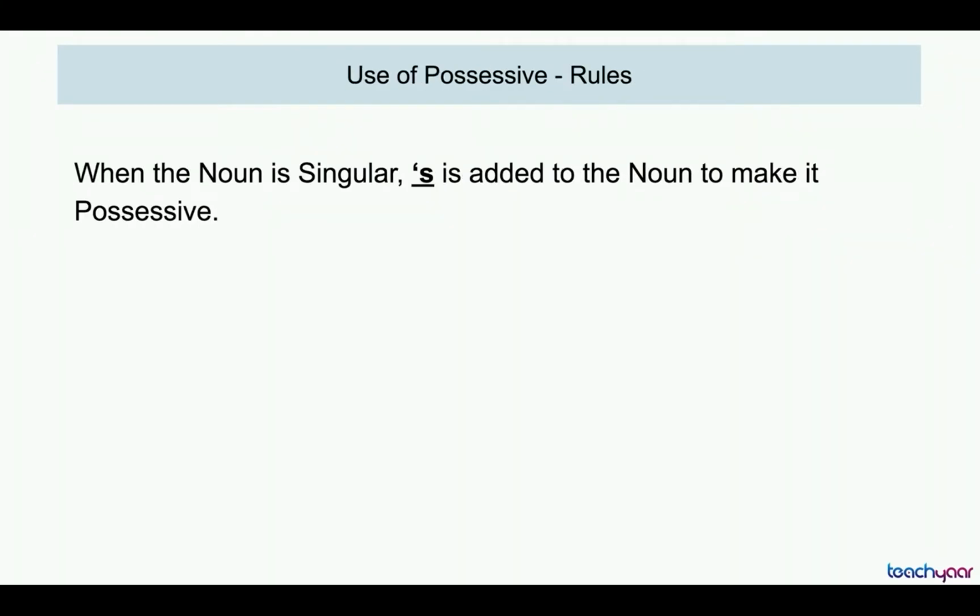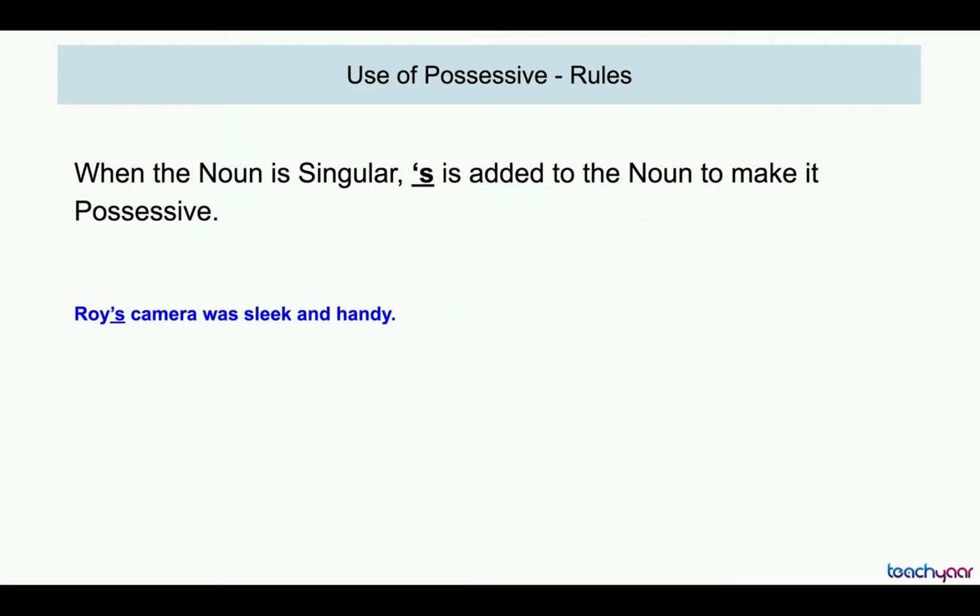Now there are certain rules to be followed when we use the possessive case. Now the first rule. When the noun is singular, we add apostrophe S to the noun to make it possessive. Just look at this example. Roy's camera was sleek and handy. Now whose camera? Roy's camera.